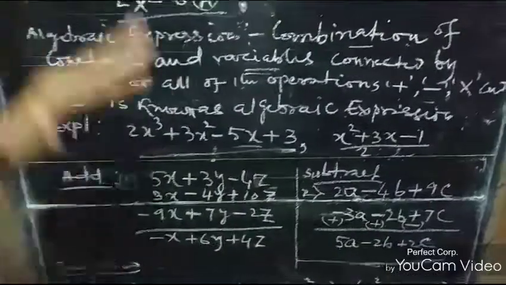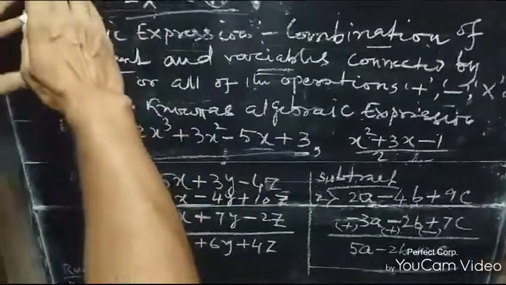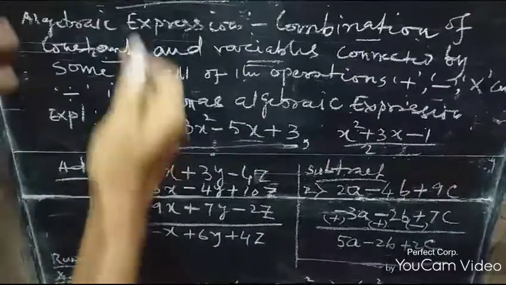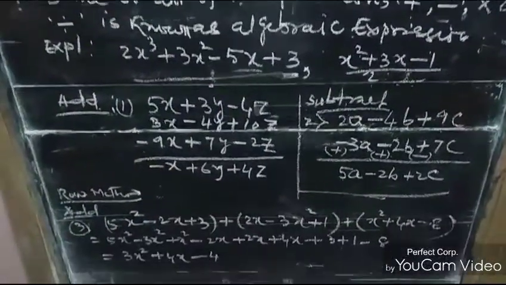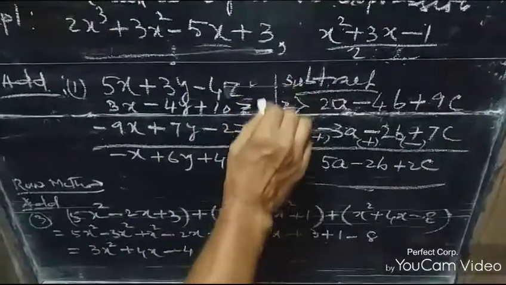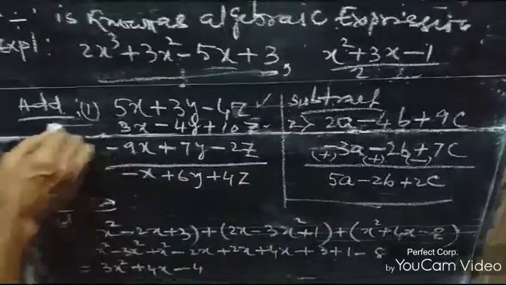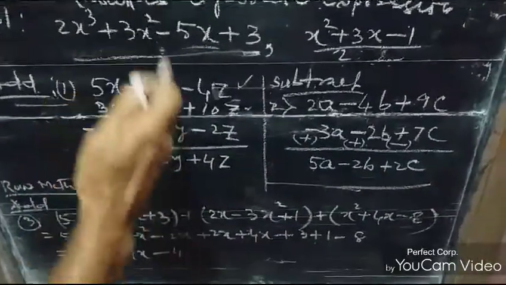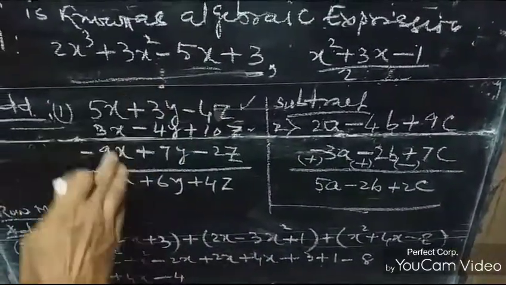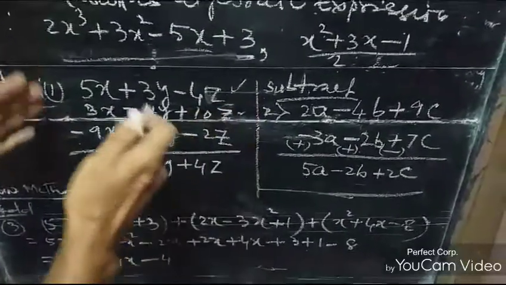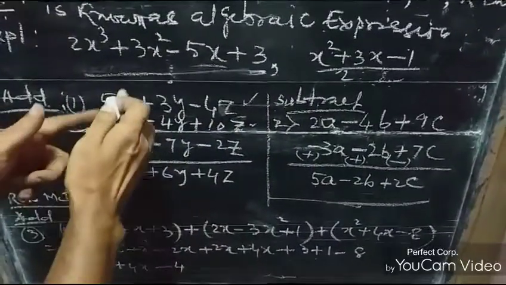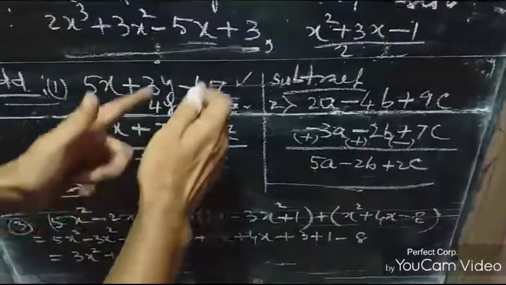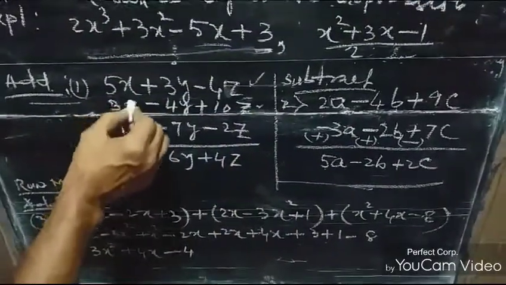Now addition of algebraic expression, that is the first operation on algebraic expression. So this is one algebraic expression and this is another. We are adding them. This is called the column method. Column means you put the expressions in columns with the like terms aligned. Now see, all these are x.